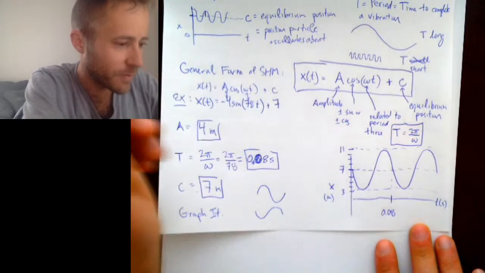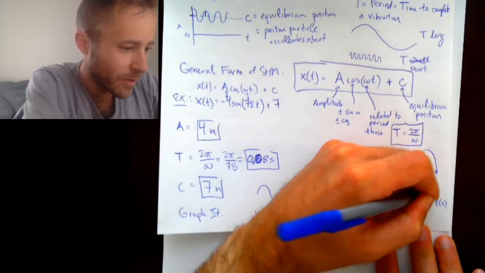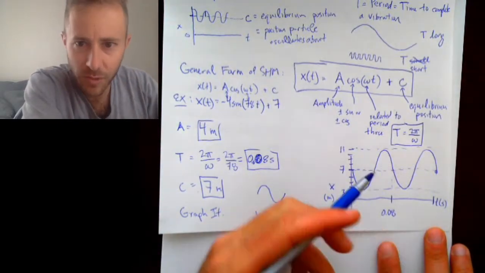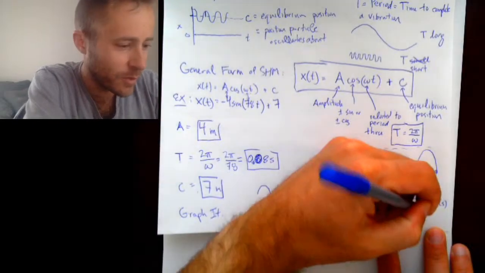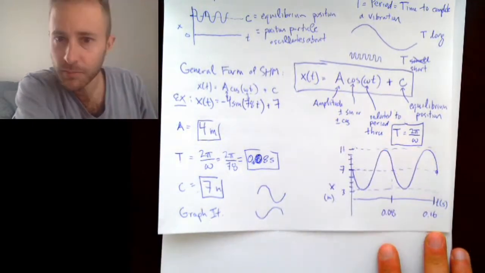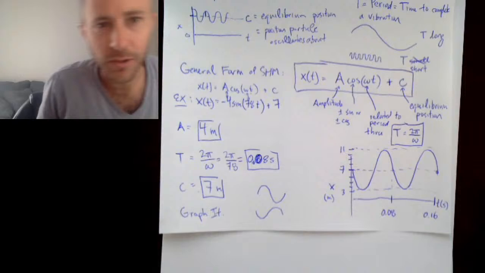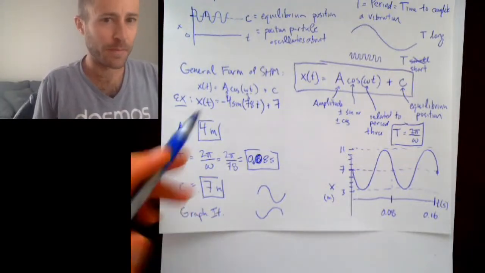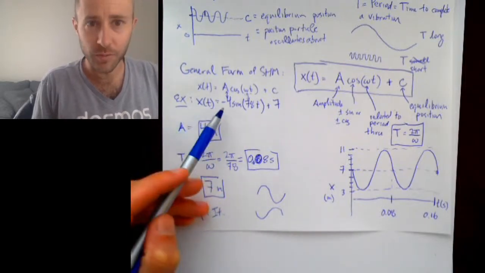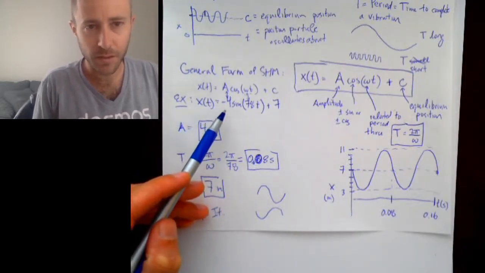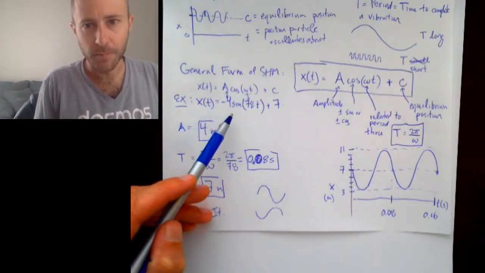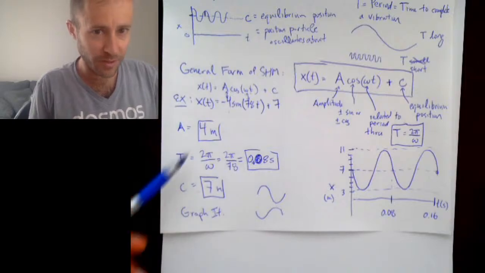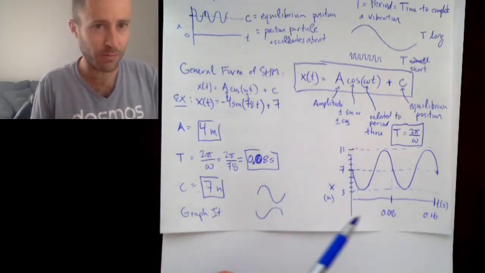And if we were to continue this for 2 vibrations like this, then that would be twice as long because each period is the same length. So that's going to be 0.16 seconds. So this shows how you go from an equation for the position as a function of time to determining the amplitude to drawing a graph.